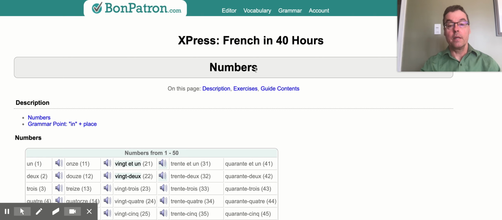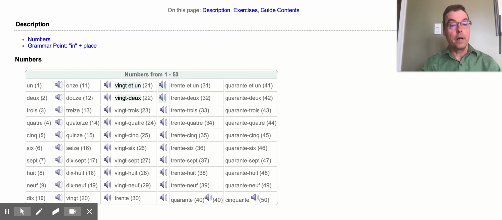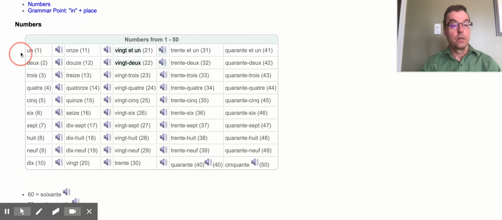Let's have a look at the number section of the vocabulary guide. What you will find here are numbers 1 through 10, and then I'll give you some examples of 20 and 30 and 40 to show how you combine these in French, right? So for example, how to say 21, 31, 41, but then higher numbers as well.